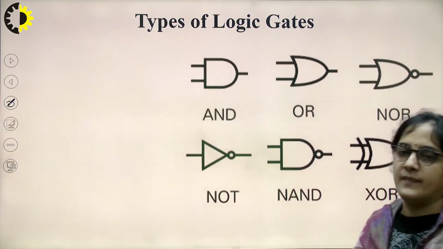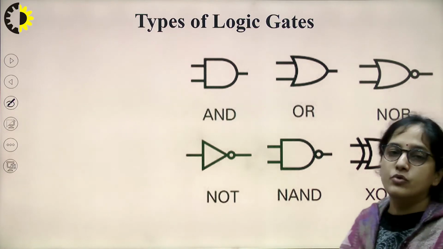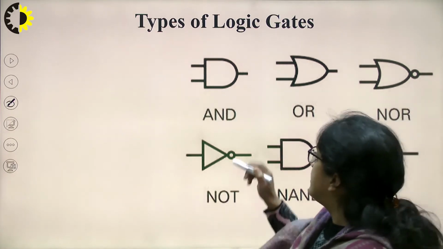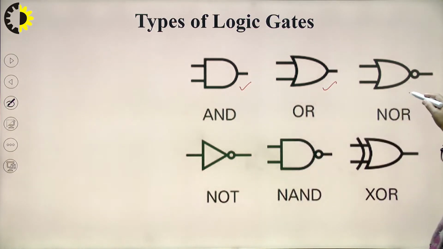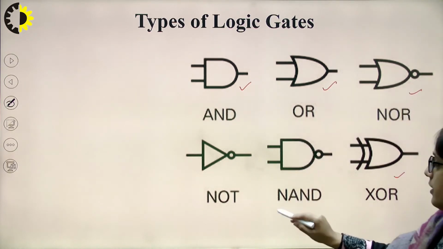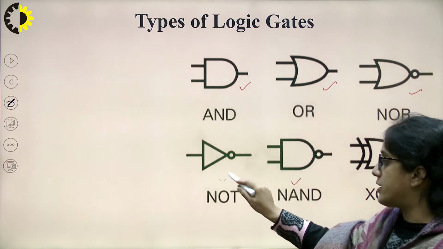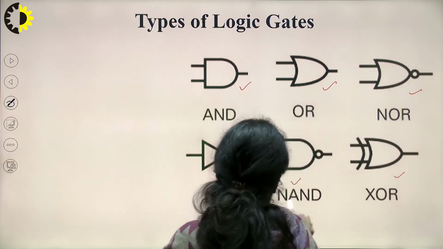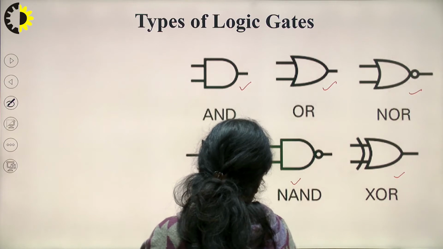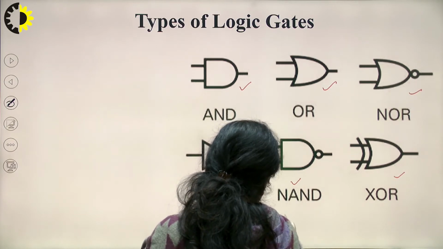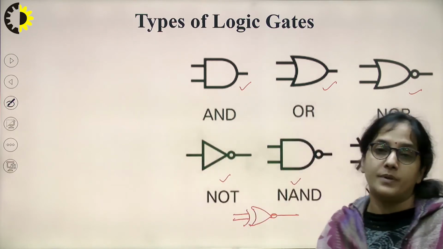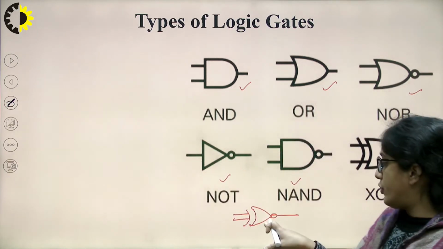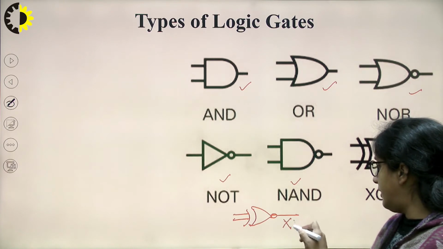These are the symbols which we use to represent the gates. This is the AND gate symbol, this is the OR gate symbol, NOR, XOR, NAND and NOT. Now, there is one gate remaining, which is XNOR, that is the NOT operation of XOR. So, XNOR, this is the symbol.